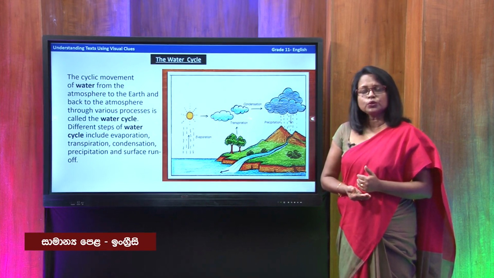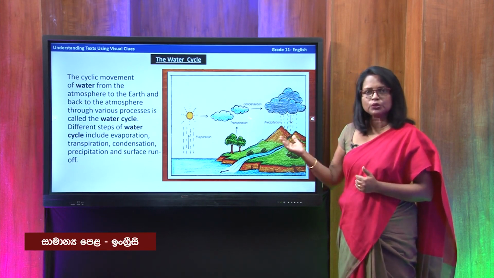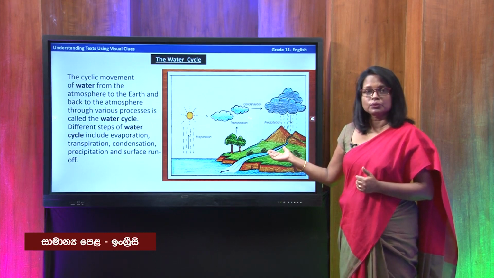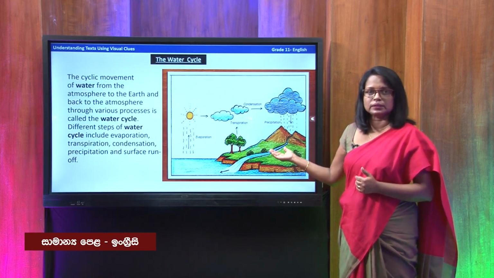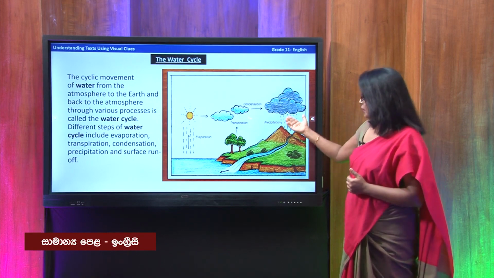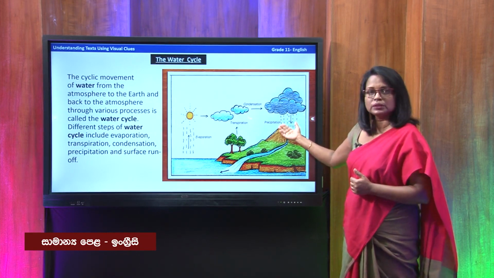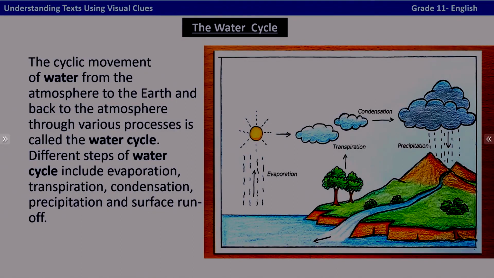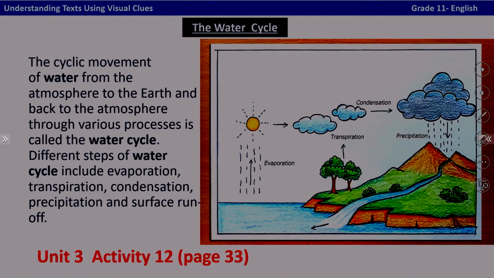Now children, do you always pay attention to these visual clues? No, sometimes you ignore these. But when you pay attention to the visual clues, it's very easy for you to understand the meaning of a text. Now in your pupil's text, in Unit 3, Activity 12, which is on page 33, you have a similar picture which shows you very clearly a cross-section of a tank.